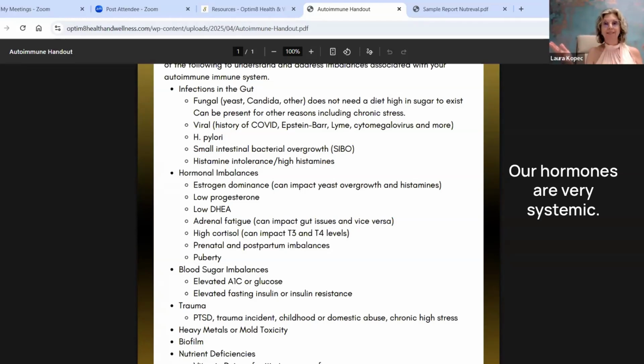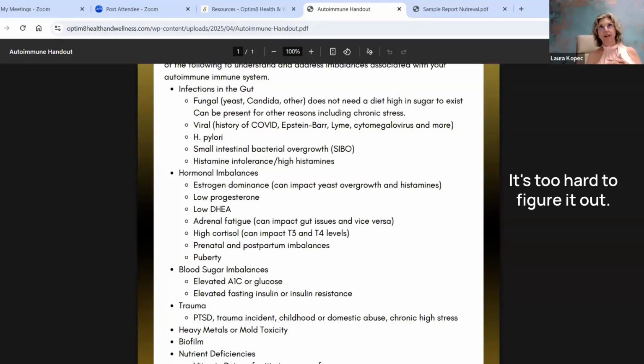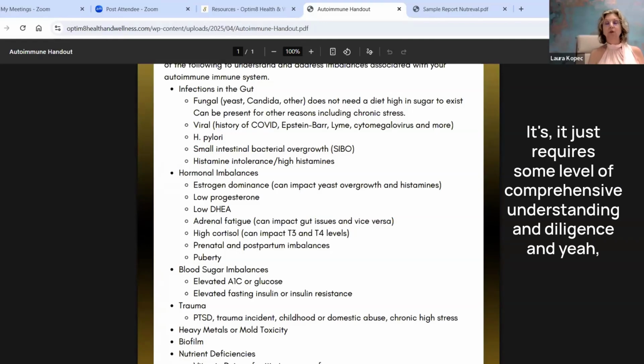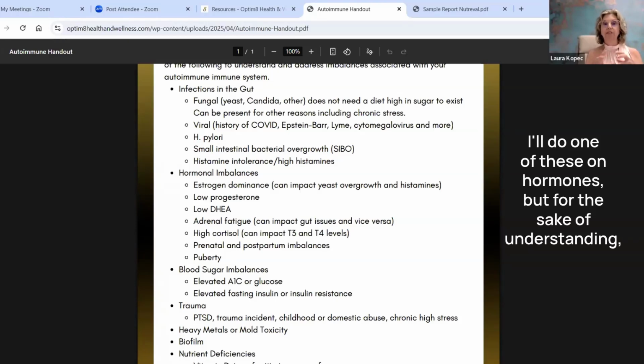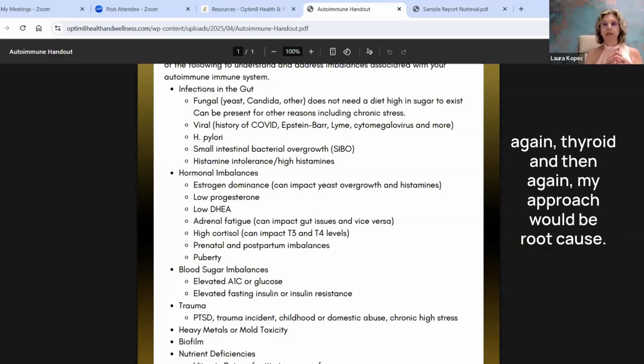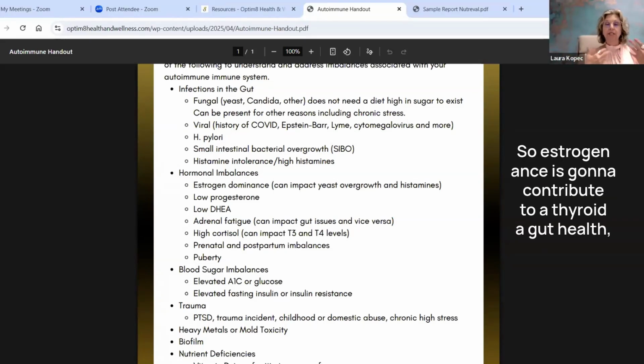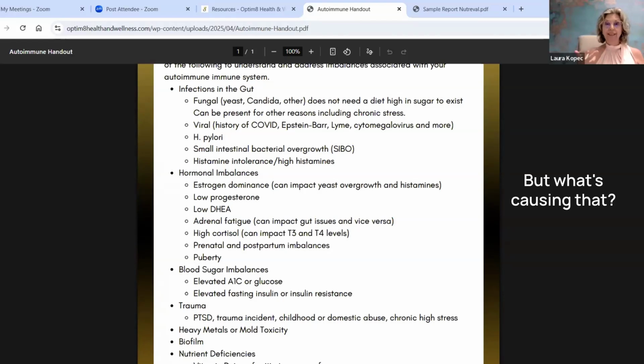Our hormones are very systemic. It's why a lot of people are like, it's too hard to figure it out. It just requires some level of comprehensive understanding and diligence. And I'll do one of these on hormones, but for the sake of understanding thyroid, my approach would be root cause of root cause. So estrogen dominance is going to contribute to a gut health issue, which is going to contribute to a thyroid imbalance. But what's causing that?